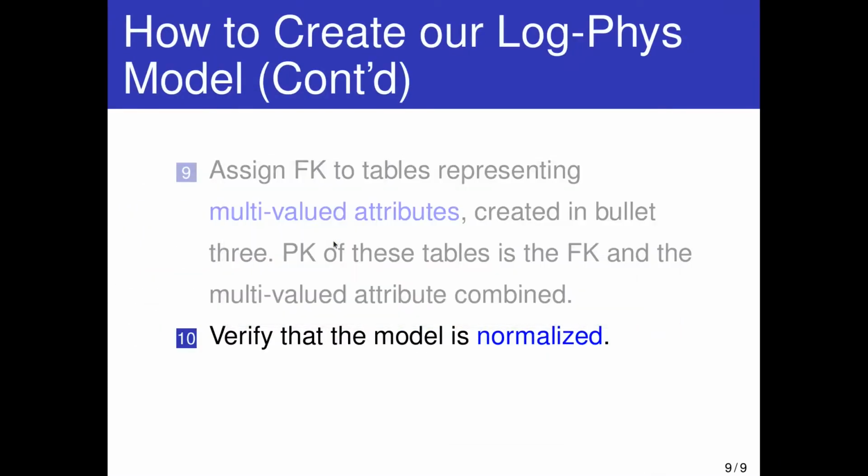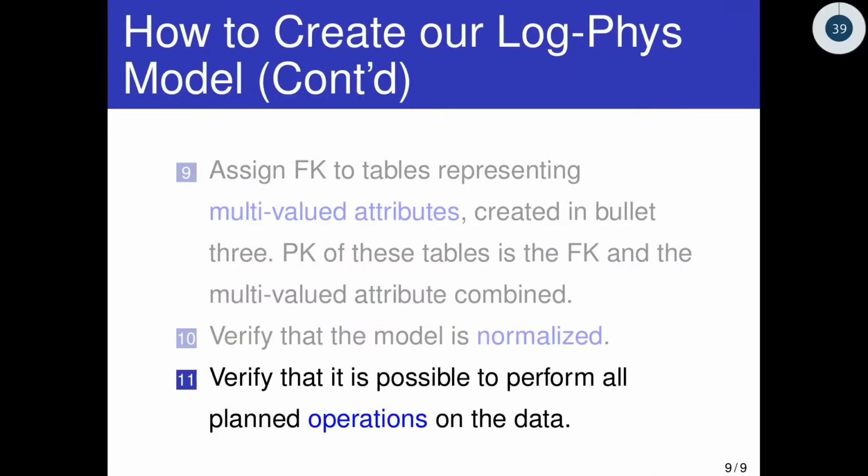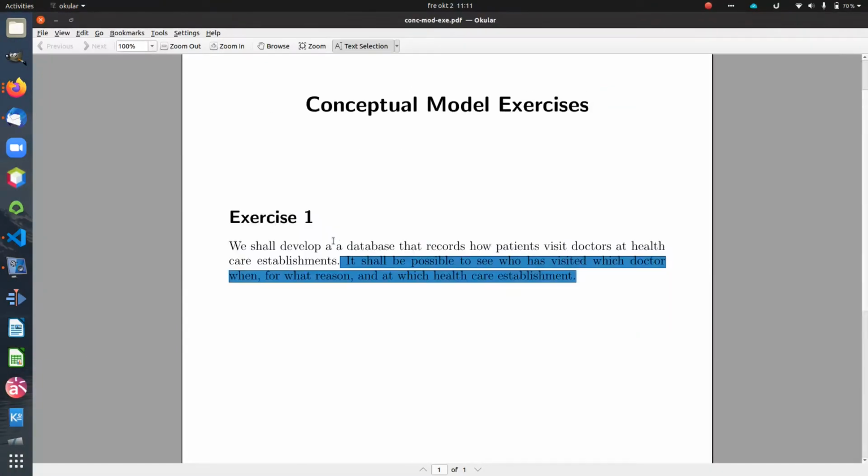Very good. Then we move on to step number 11, which is the last step, and that is to verify that it is possible to perform all planned operations. And the planned operations were specified in the text that we read when we started to create the conceptual model. And there is only one planned operation, and that is what is highlighted here, that it shall be possible to see who has visited which doctor, when, for what reason, and at which healthcare establishment.